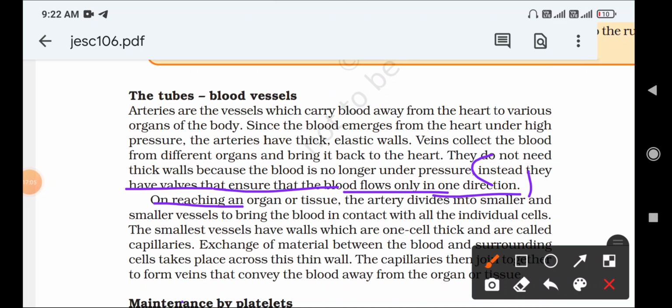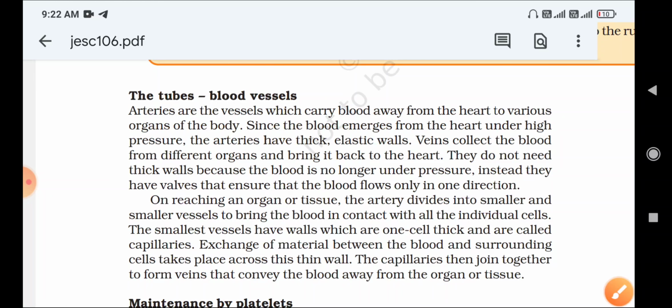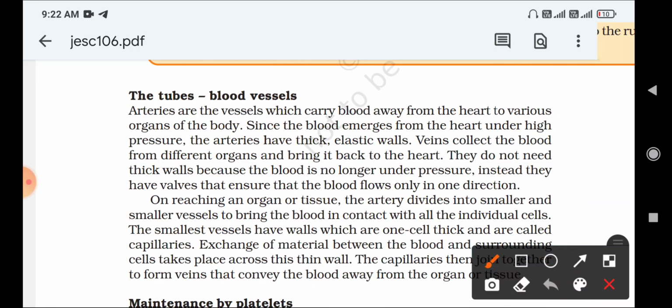On reaching an organ or tissue, the artery divides into smaller and smaller vessels to bring the blood in contact with all the individual cells. When the blood reaches the organ or a specific tissue, the artery will divide into smaller and smaller vessels to bring the blood in contact with all the individual cells.